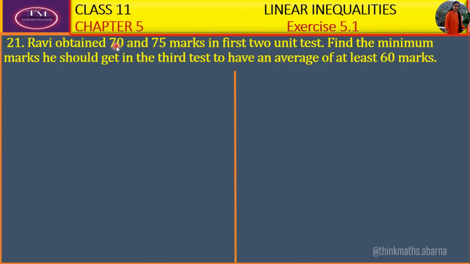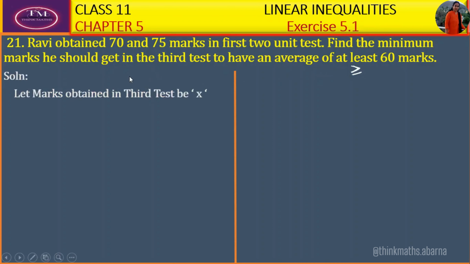What is given means, Ravi got 70 in the first test and 75 in the second test. So he has a third test, and the average should not be less than 60. That is, they should get at least 60. They can score 60 or more than 60, that means greater than or equal to. At least means they should score 60 marks or greater than this. This is the meaning of at least.